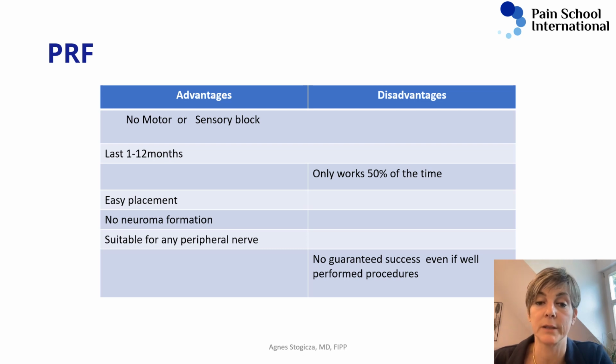advantages and disadvantages. I would say an advantage is that it doesn't create a motor or a sensory block. It may last up to 12 months. Very commonly it lasts, I would say, 3 to 6 weeks. It's very easy placement. There's no neuroma formation, no damage to the peripheral nerve, so you can apply it to any peripheral nerve. But I would say the success rate is lower, even if you do a good procedure-wise job.